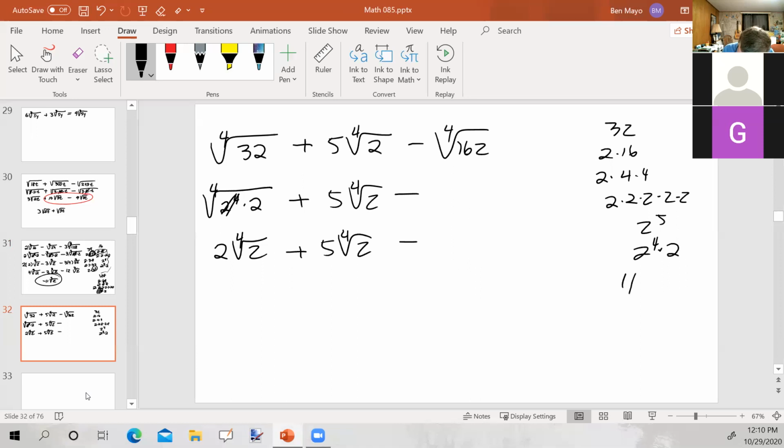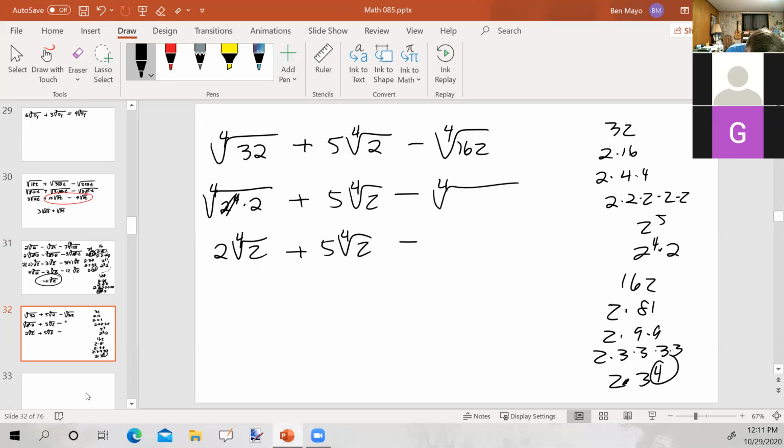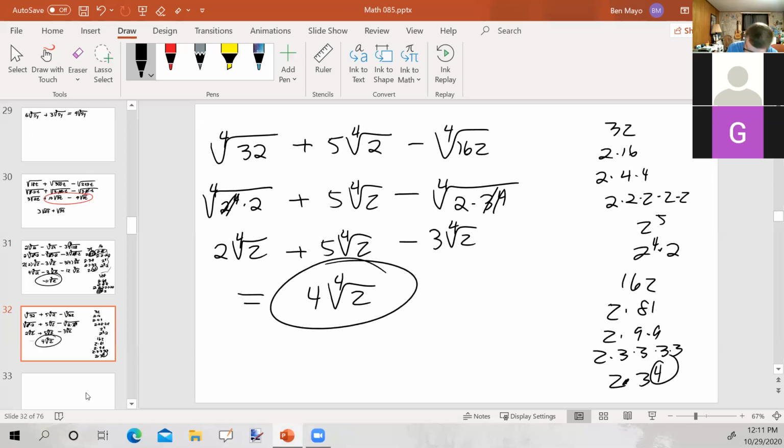Now, 162 is 2 times 81, which is 2 times 9 times 9, which is 2 times 3 times 3 times 3 times 3, which is 2 times 3 to the fourth power. Bingo. Fourth root of 2 times 3 to the fourth power. What's the fourth root of 3 to the fourth power? 3. And left inside, the fourth root of 2. All three of them are like radicals now. 2 of them plus 5 of them is 7 of them minus 3 of them is 4 fourth roots of 2.